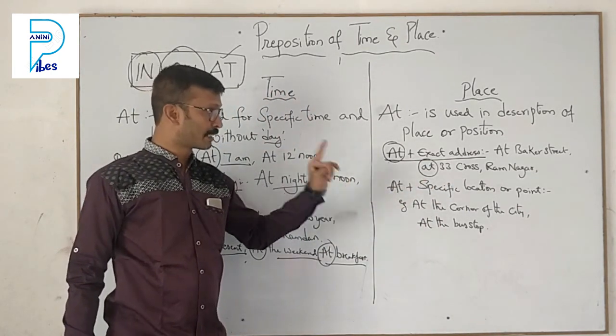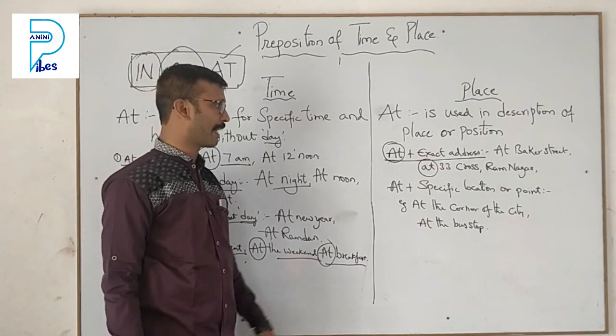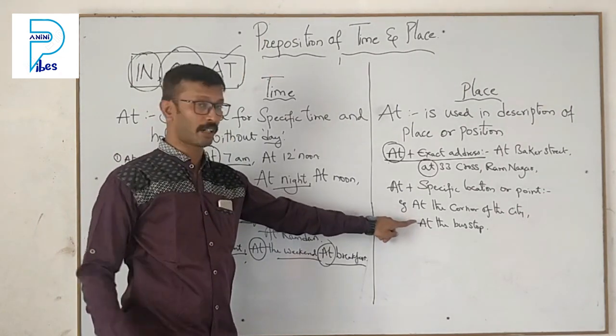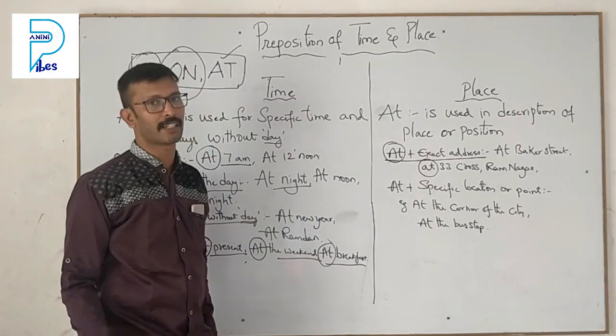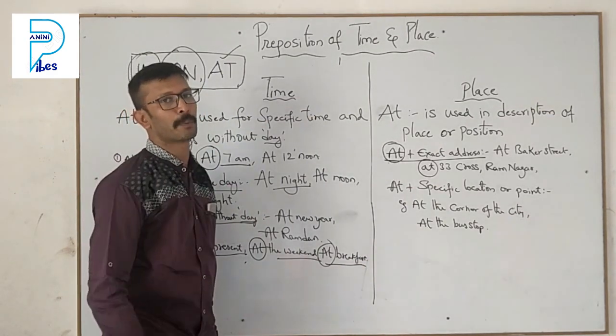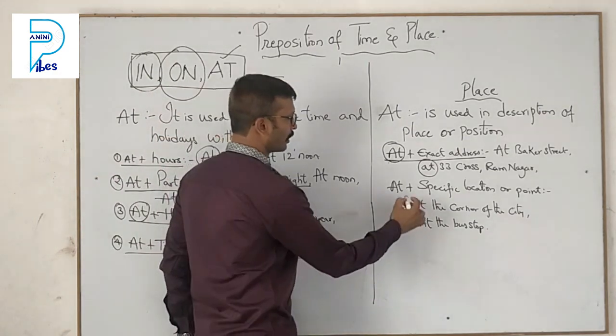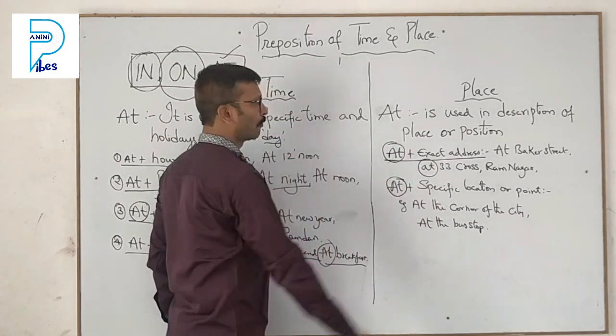At plus specific location or a point. For example, at the corner of the city or at the bus stop. When we mention that specific place, then we use the word at as a preposition of place.